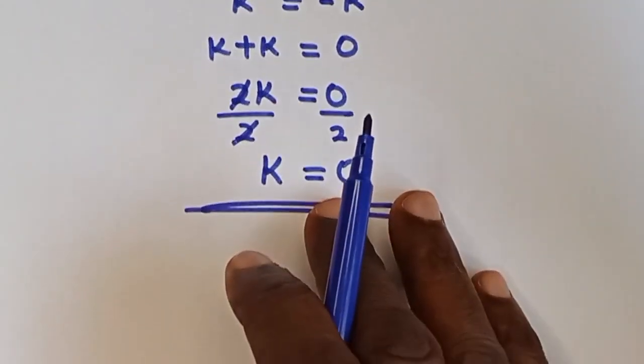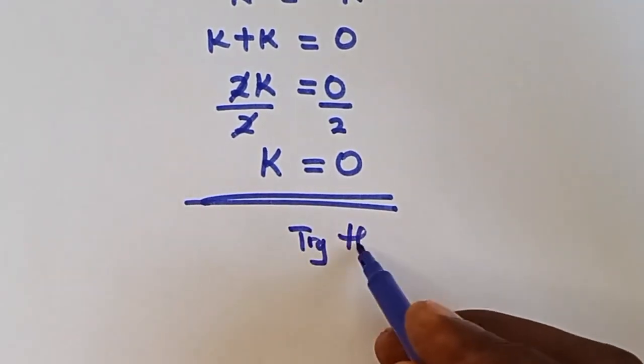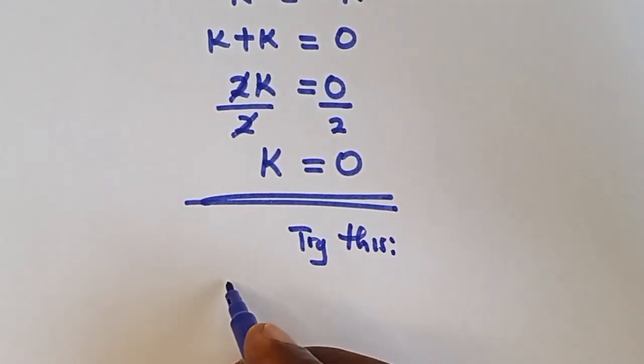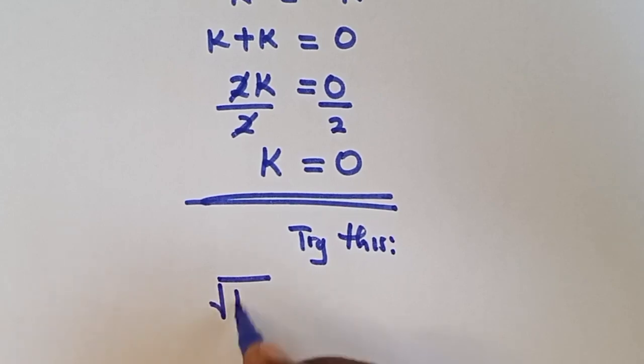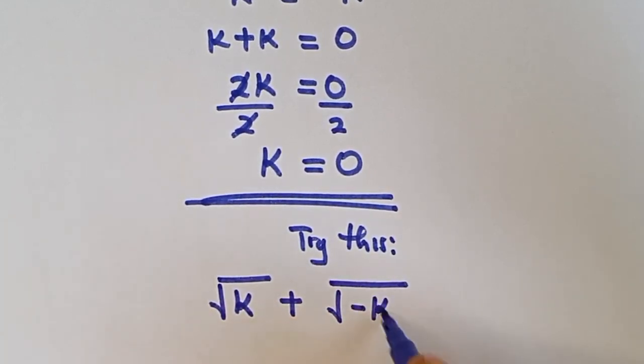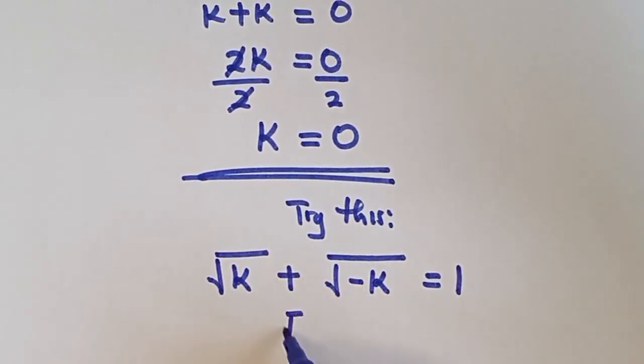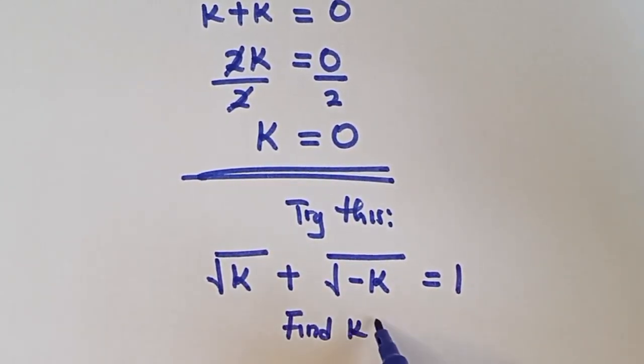All right, so let's try something similar to that. Let's try this. Let's find k when we have square root of k plus square root of minus k equals 1. Right, so here let's find k.